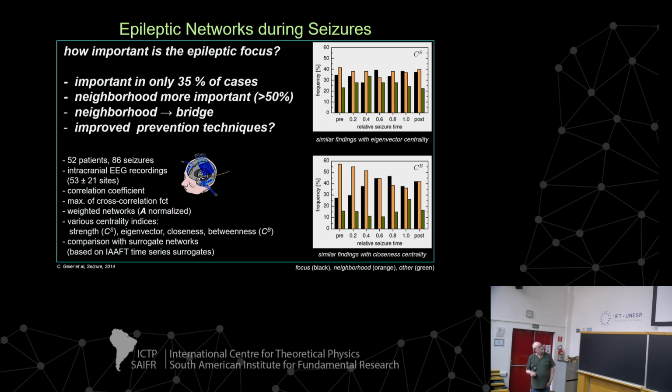Here, what you see in the different colors is the centrality, at some point in time during the seizure, of a node or a bunch of nodes related to the epileptic focus, its neighborhood, and the rest of the world. And what you see, and this is what most people do, is that they use some concept with strengths or connectedness or connectivity. In this case, there's not a big difference. The focus is not important.